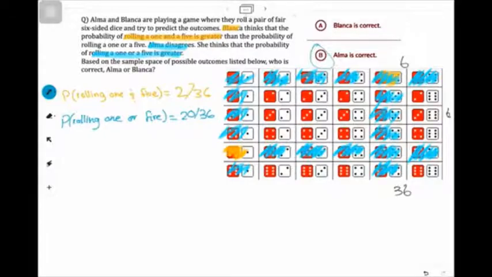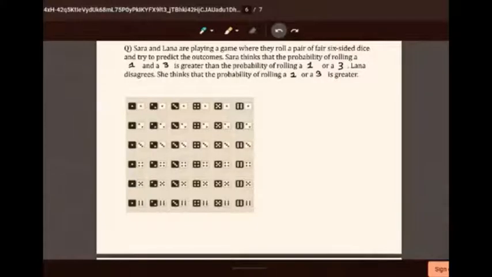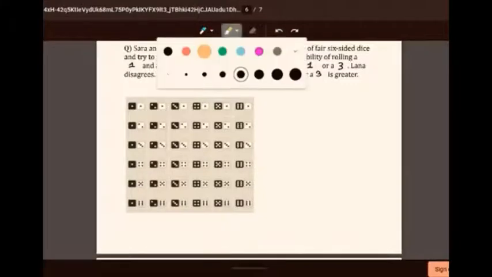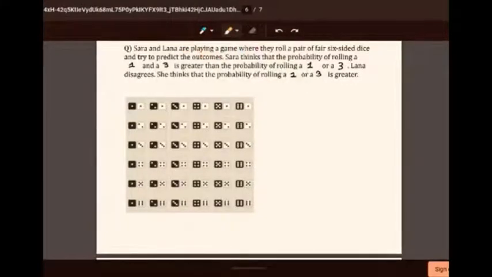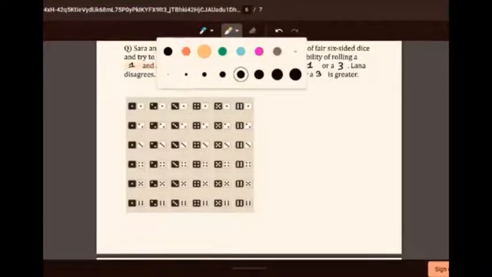Sarah and Lana are playing a game where they roll a pair of fair six-sided dice and try to predict the outcomes. Sarah thinks that the probability of rolling a 1 and a 3 is greater than the probability of rolling a 1 or a 3. Lana disagrees. She thinks that the probability of rolling a 1 or a 3 is greater. So let's find out who's correct.